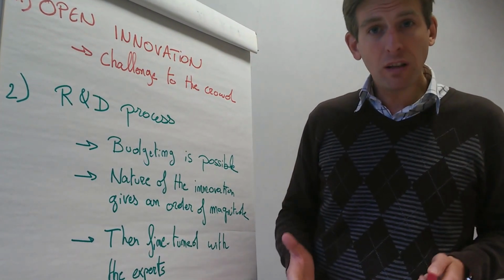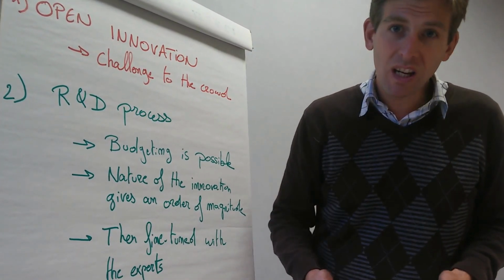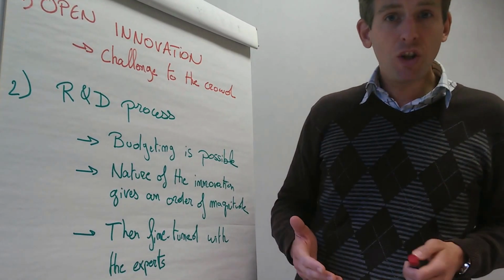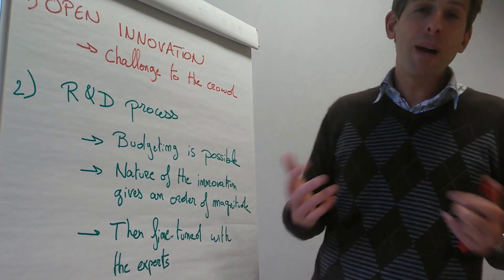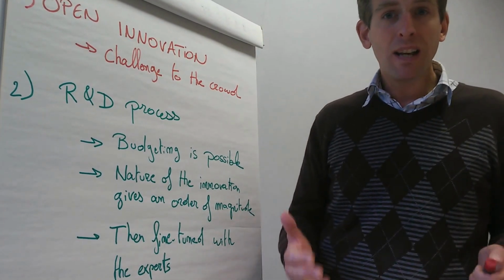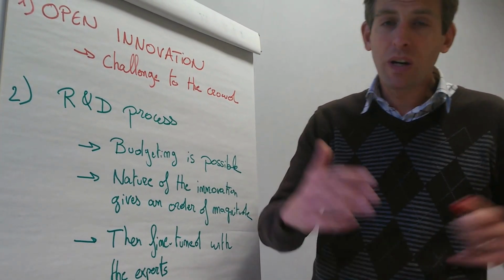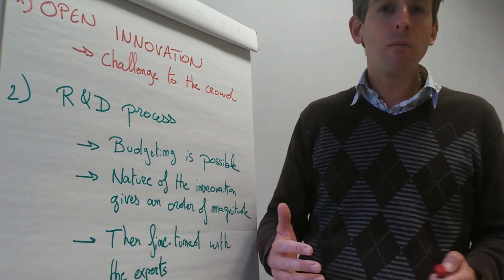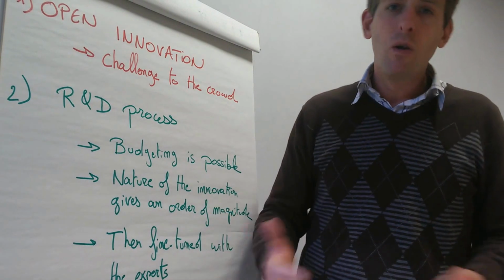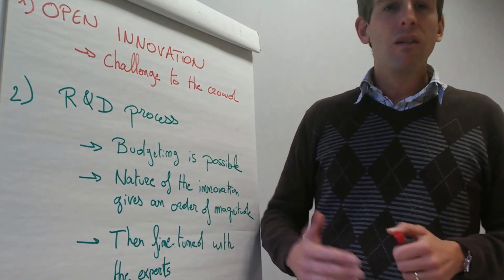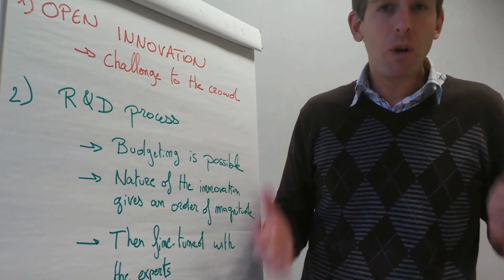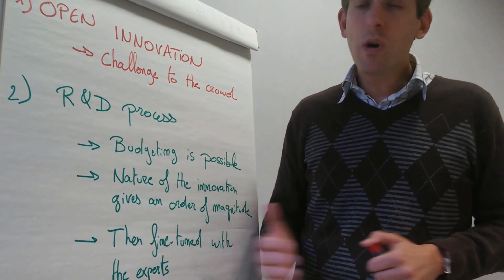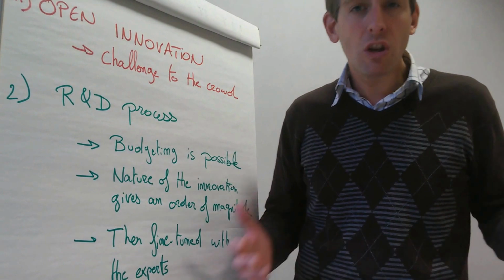How can you budget an R&D project, or in this case, your challenge? Well, first, the nature of the innovation will give you an order of magnitude. What does it mean? That means that if you have a soft innovation, for example, imagine a new communication way of organizing a boycott campaign, we may assume that it doesn't require a lot of money. If you want to clean the Pacific garbage patch, we are talking in terms of millions of euros.